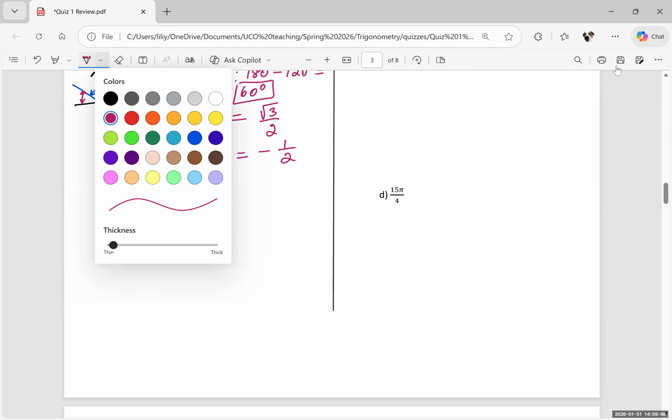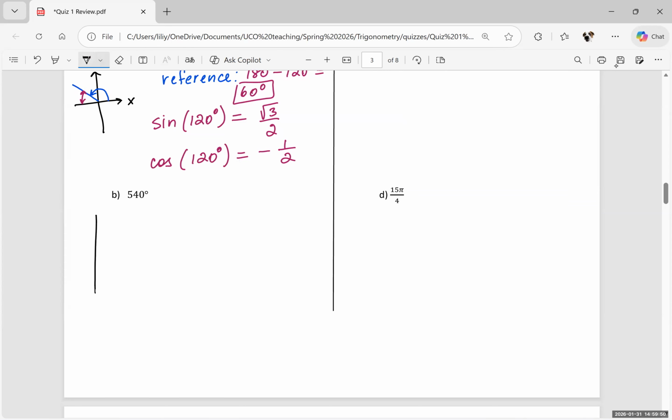540 degrees. Let's graph it first. Right, 540 degrees is more than one revolution. So we start right here, we do 360. We're going to keep going. 360 plus 180 is actually 540. So the angle will stop right there.